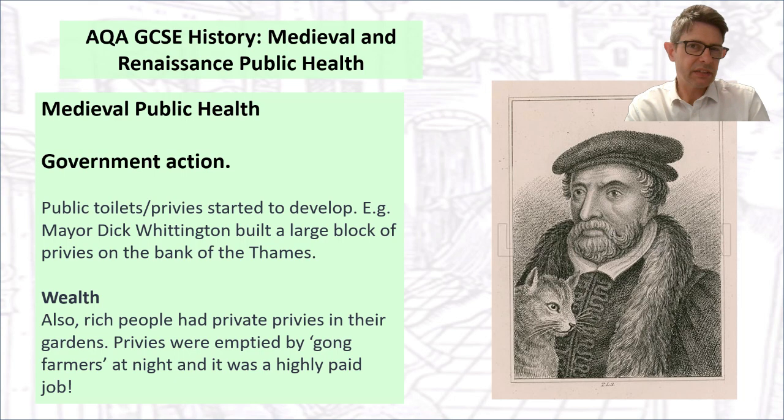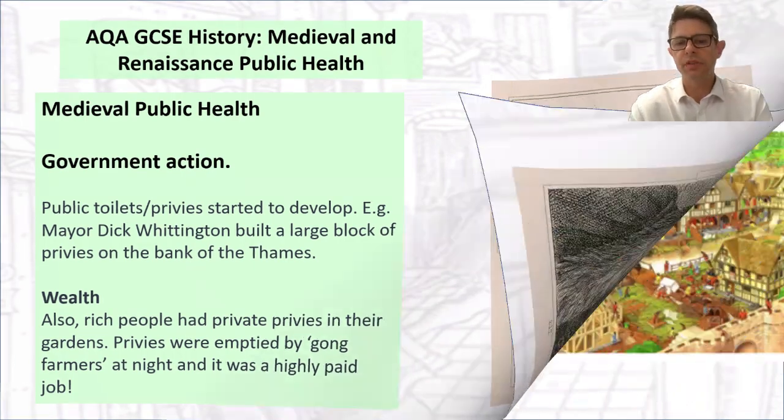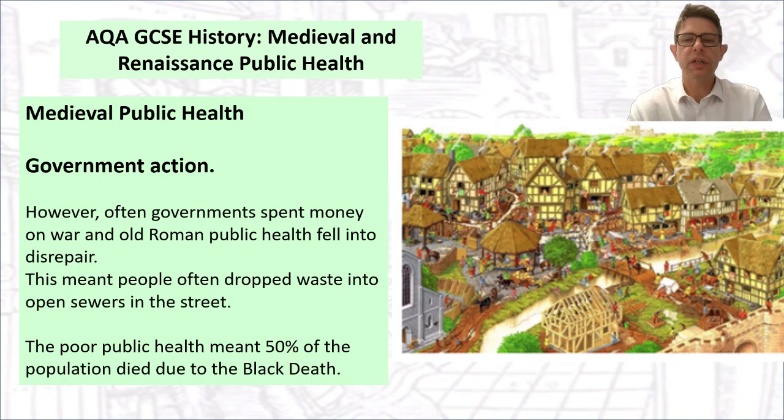Wealthy people, though, would also take action. So this suggests maybe a negative government, that rich people had to do more than the actual government themselves. They would pay for gong farmers to come and tidy up their privies of all the waste. They would also spend time ensuring that their homes and the areas around their homes were clean and tidy. Governments would often spend money on war rather than some of their public health facilities, and so this led to sewers and other things falling into decay and public health problems increasing. So this meant that obviously by the Black Death, poor public health helped to lead to the 50% death rate of the population.